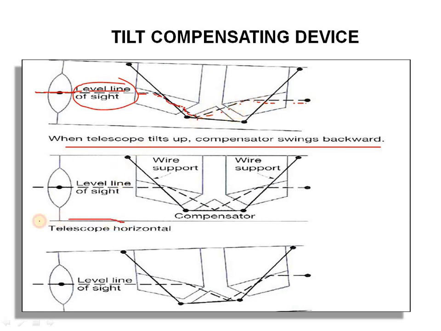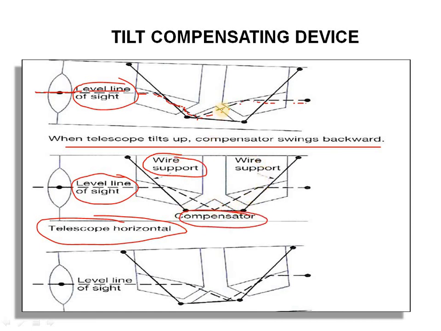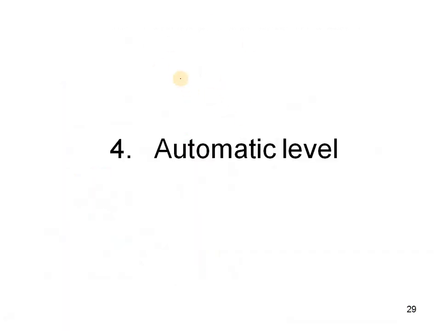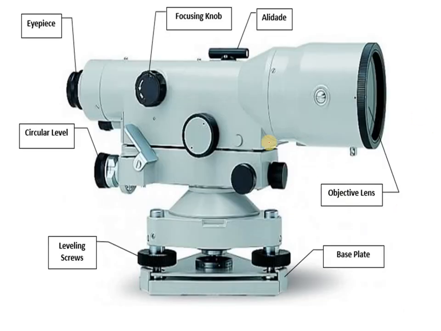So we can see here the telescope horizontal, this is the level line of sight, this is the wire support, and this portion is the compensator. Finally, with the help of this device we can see. And the last one is the automatic level. This is very important in our civil engineering field.